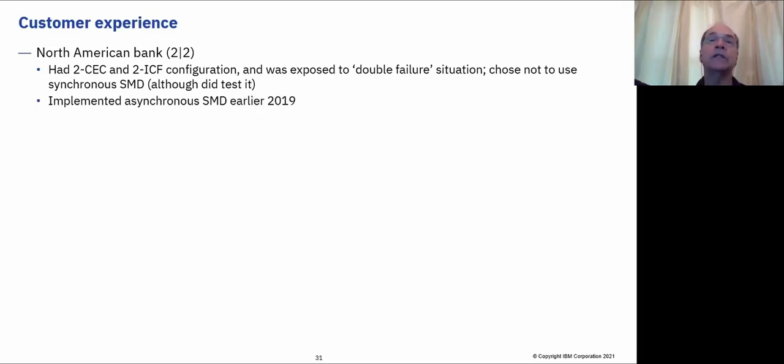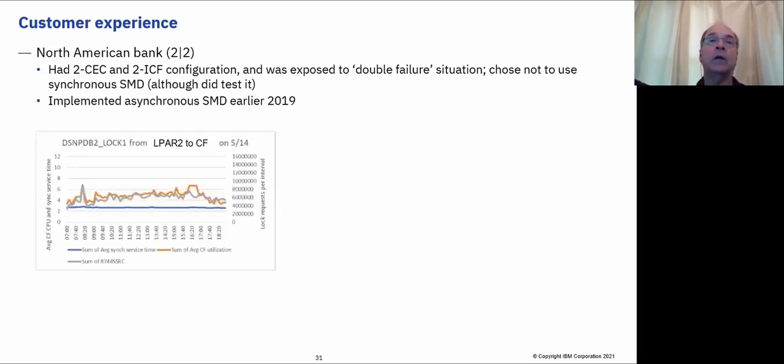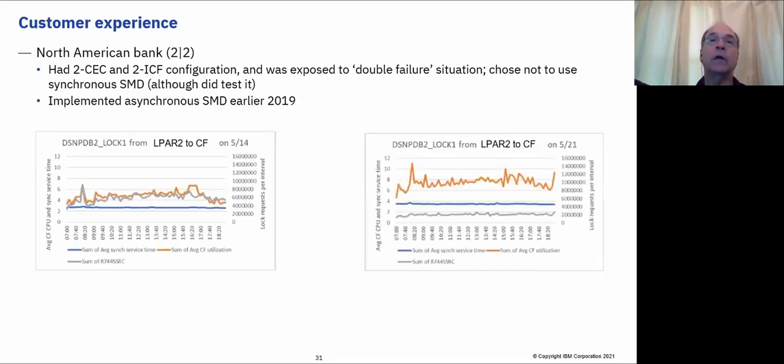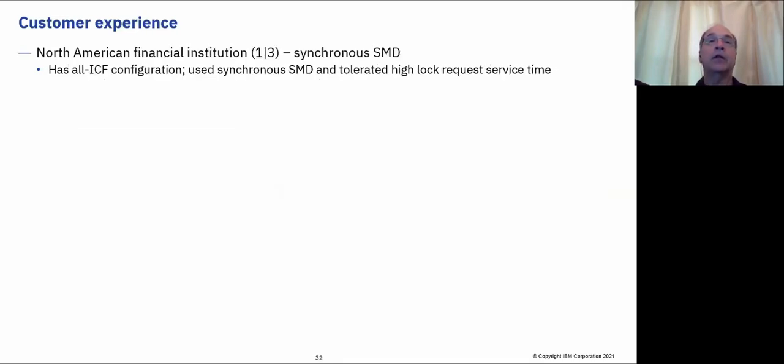If we go look at their secondary LPAR, it's going to have a very similar view of the world. Again, it's still seeing less than 4 microsecond synchronous service times. And because the CFs are the CFs, we're going to see the same thing for CF busy. And the requests have gone down on their secondary. Let's go look at the third one.